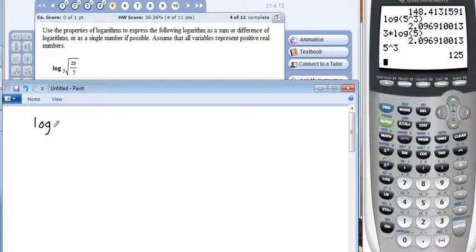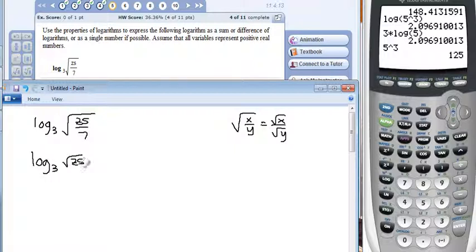Log base 3 of the square root of zs over 7. Maybe I won't do this one. I'll just get you started. I'm going to go back into my radical chapter, I don't even remember what chapter that was. My quotient rules. Log base 3 of zs over 7. My product rules. Remember these things? That's why we have these things.